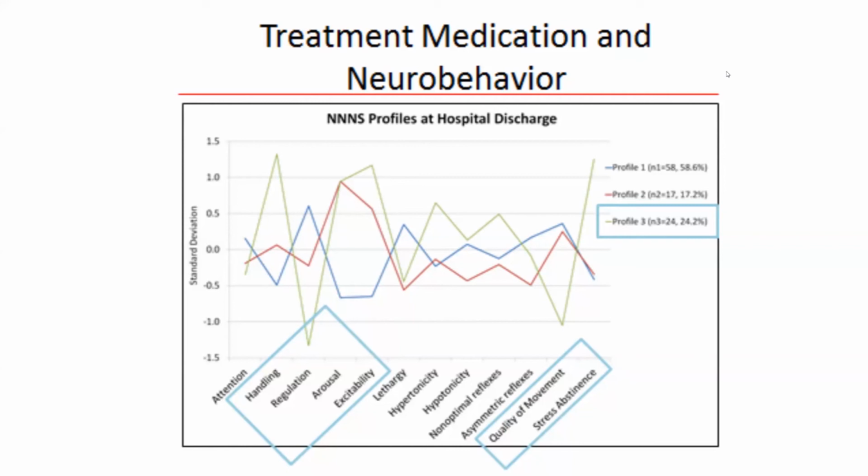Infants who show this characteristic profile have difficulty with handling, difficulty with regulation, disruptions in their arousal and their sleep-wake cycles, increased excitability, a harder time with stress abstinence, and the quality of movements is very fragmented. So infants who show this profile are in the highest risk group.